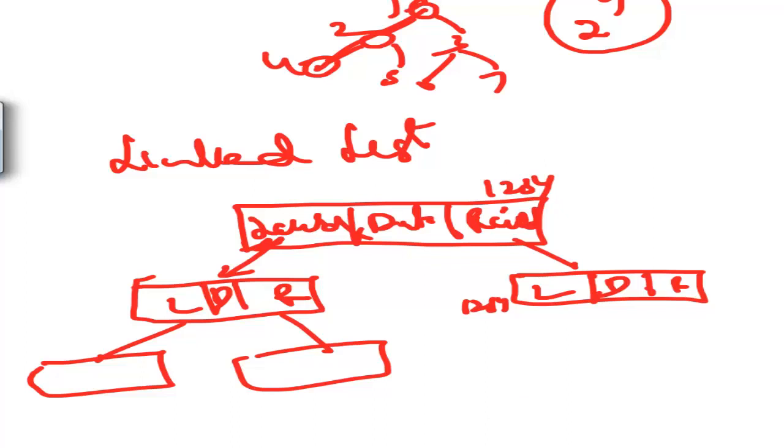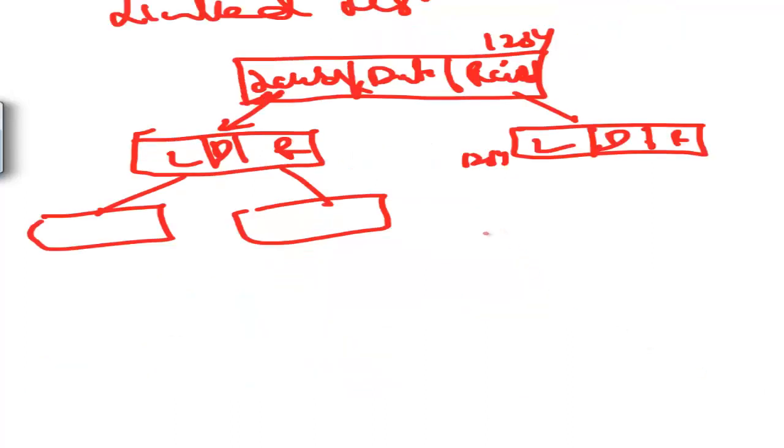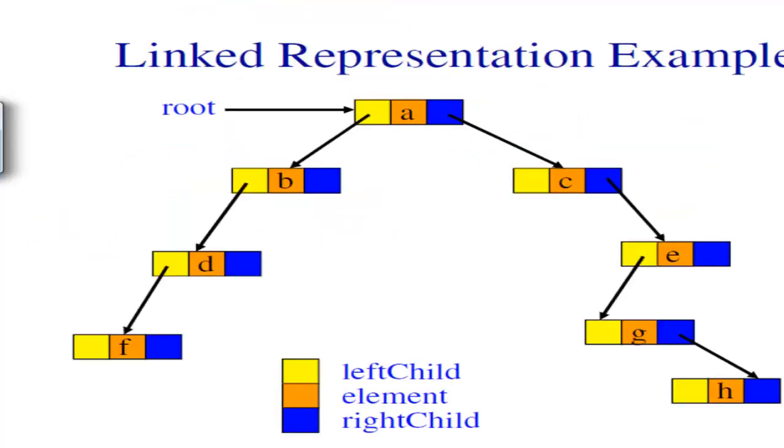So a linked list will be created whenever you have a node. You create a node and put its address into the left child. If you have one on the right, you put the address into the right child. You don't have any kind of wastage of space. So this is an example of linked representation.